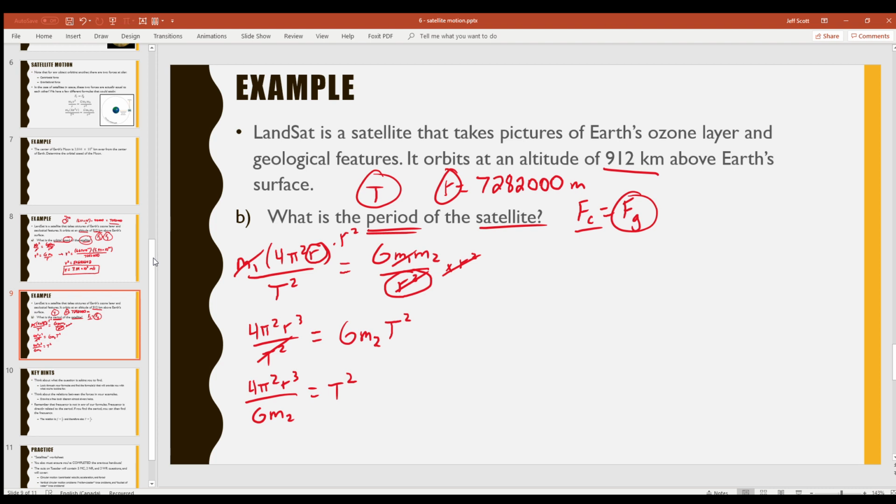We know the value of pi. Same with capital G. We know the value of that. And M2, just like in the last question, is just the mass of the Earth, which is found on your formula sheet. So from here, we can take all this information and throw it in.